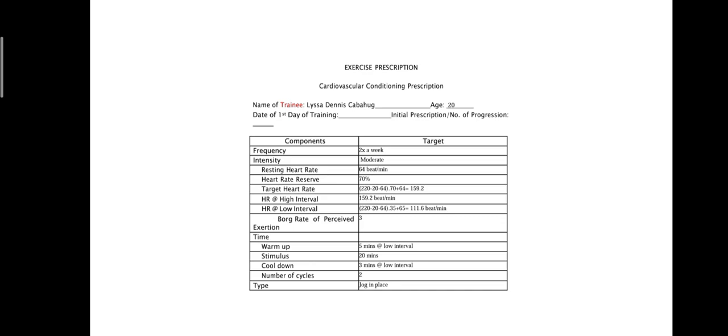For the stimulus, 20 minutes. Cool down 3 minutes at low interval. For the number of cycles, 2, and the type of exercise, jog in place.